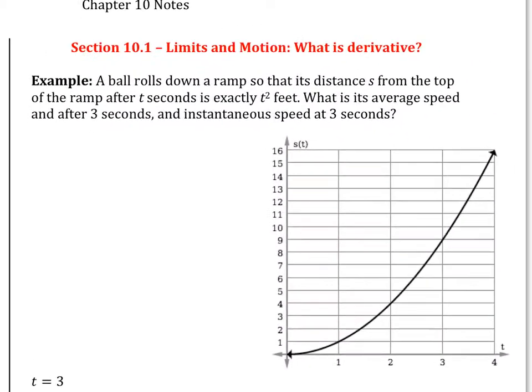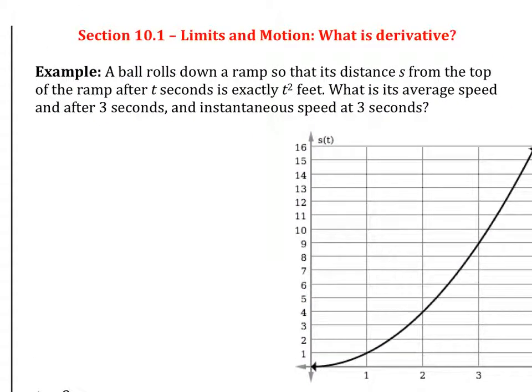Okay, so let's look at this question. A ball rolls down a ramp so that its distance s from the top of the ramp after t seconds is exactly t squared feet. What is its average speed after 3 seconds and its instantaneous speed at 3 seconds?